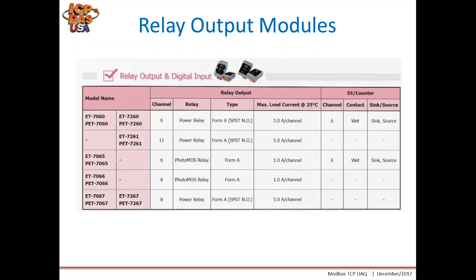This slide shows our relay output modules. Again, these have relays built in for the outputs, which are used for many applications. Note the maximum current limits for each of the relays and the number of channels. The 7261 has the most relay outputs per module.